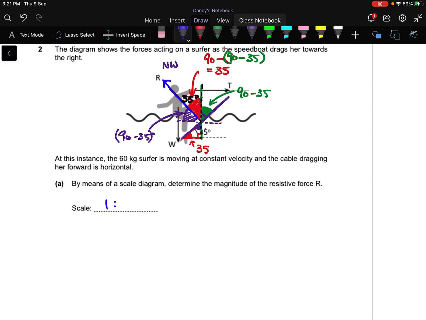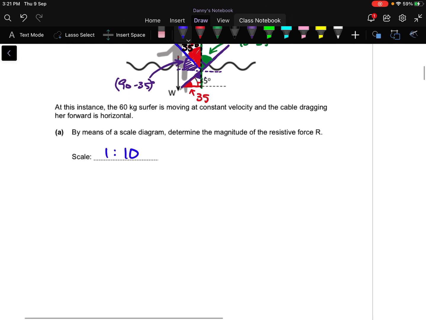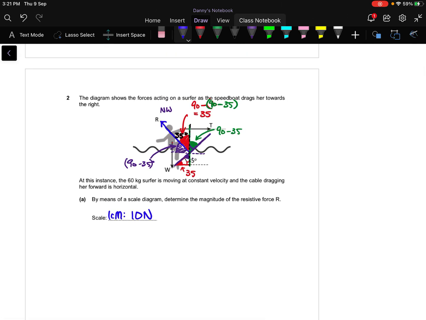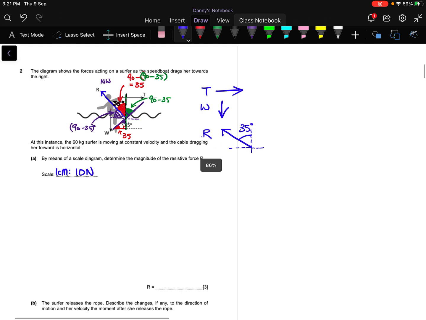Pick a scale that you are comfortable with. It can be 1:10, 1:2, 1:5, as long as you have enough space. Make sure in the scale you mention the unit. Then after that, just start drawing. You have three factors: T, which is towards the right; W, which is down; and R, which is towards the northwest, basically 35 degrees from your vertical.